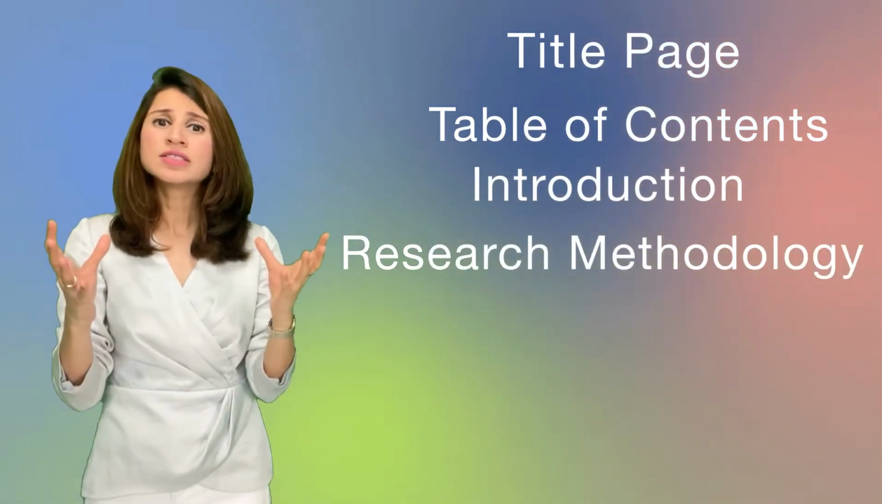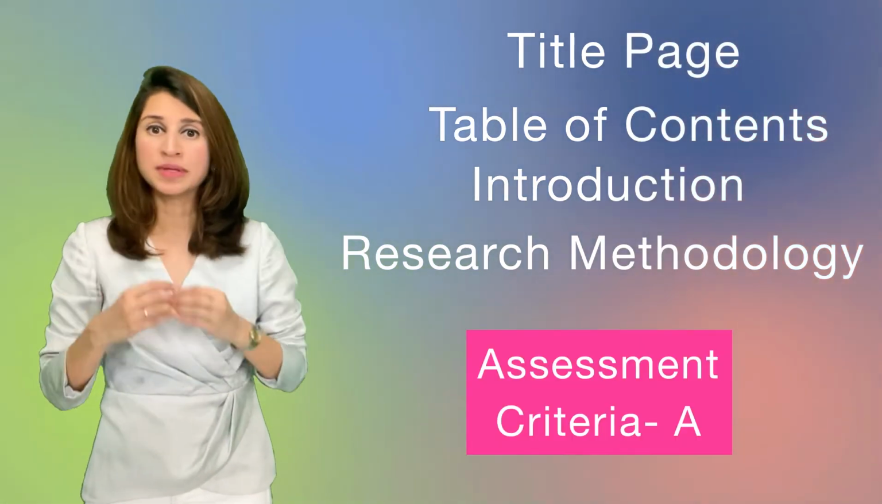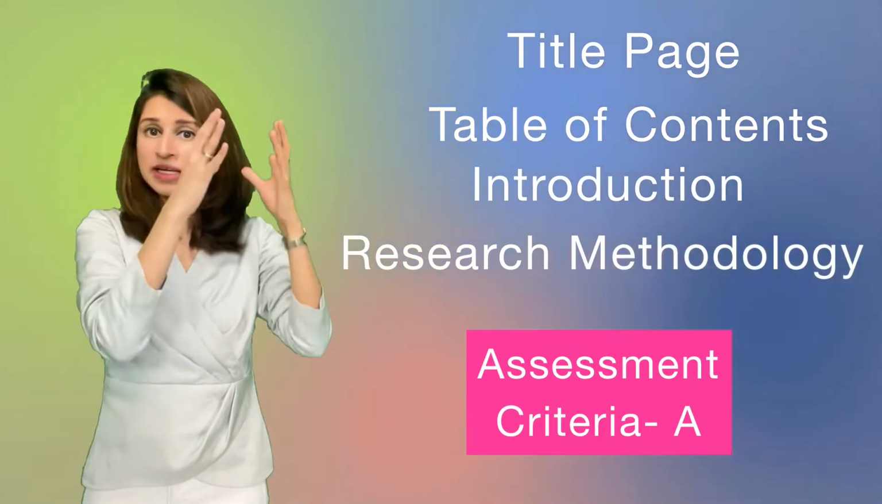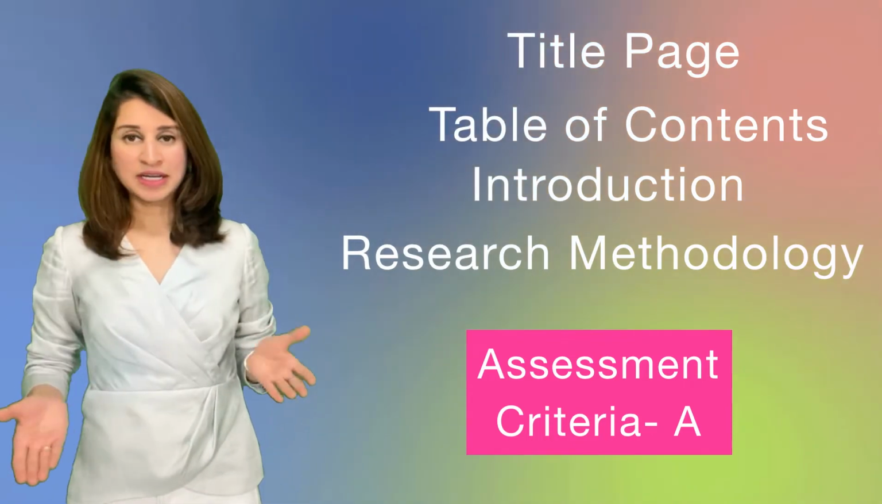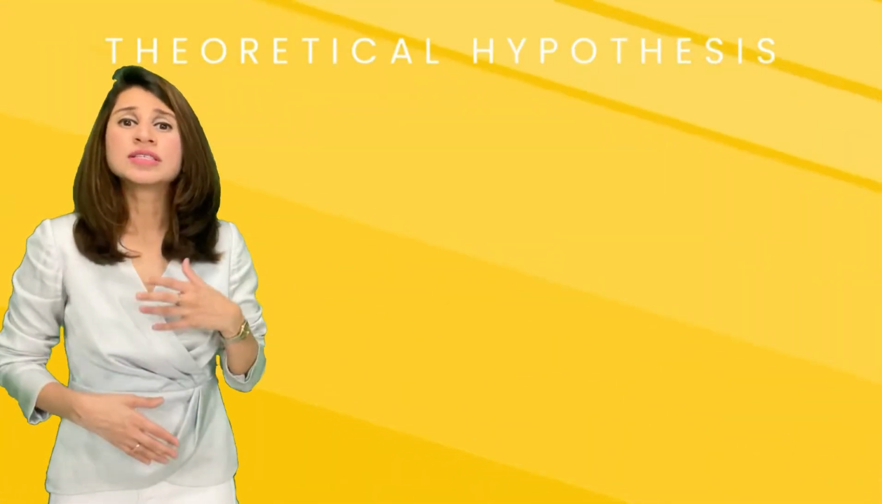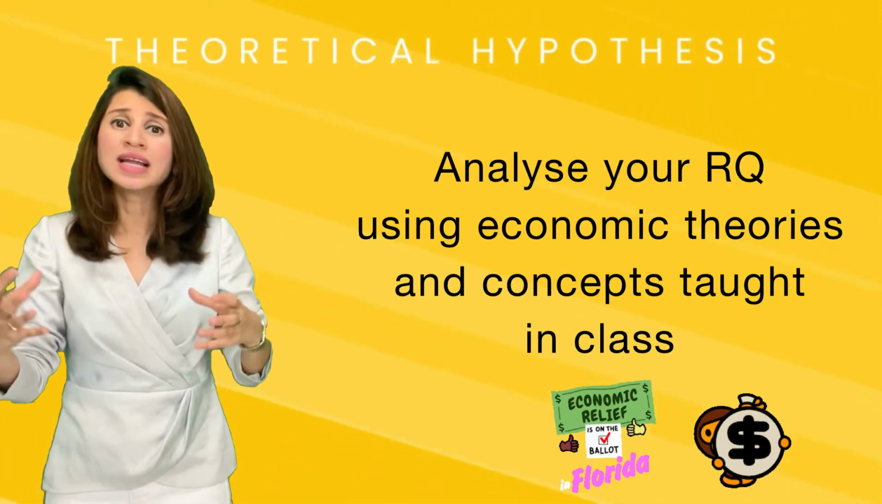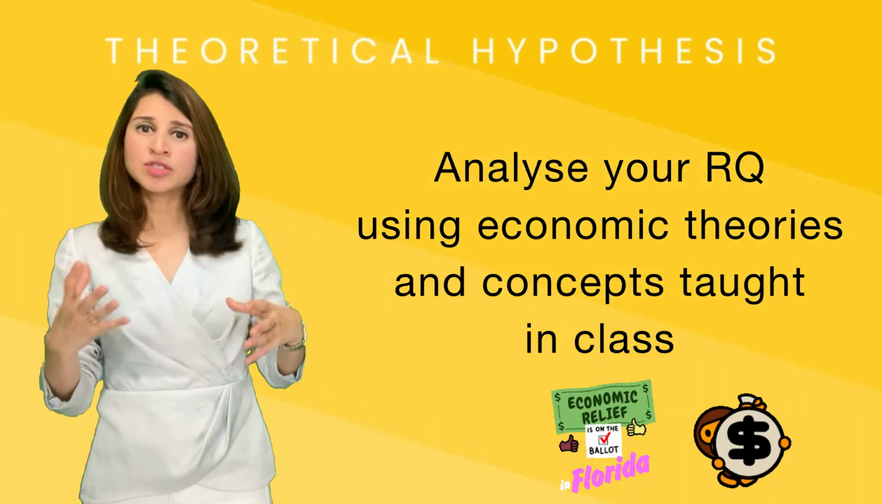Now this bundle is most critical for your assessment criteria A, which is focus and method. Making sure this part is in sync with what I've explained to you, you can actually score very well in your criteria A. Now let's move on to the next part, that is the theoretical hypothesis, and this is the part where you will analyze your research question using your economic theories and concepts taught in class.